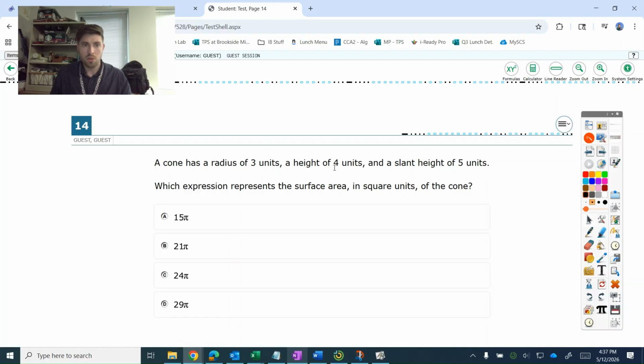Question 14. A cone has a radius of 3 units, a height of 4 units, a slant height of 5. Which expression represents the surface area in square units of the cone? So for a cone, the surface area is two things. We have the base of the cone. So the base is a circle, and so it's just pi r squared. And then the lateral surface area for a cone is equal to pi times the radius times the slant height.